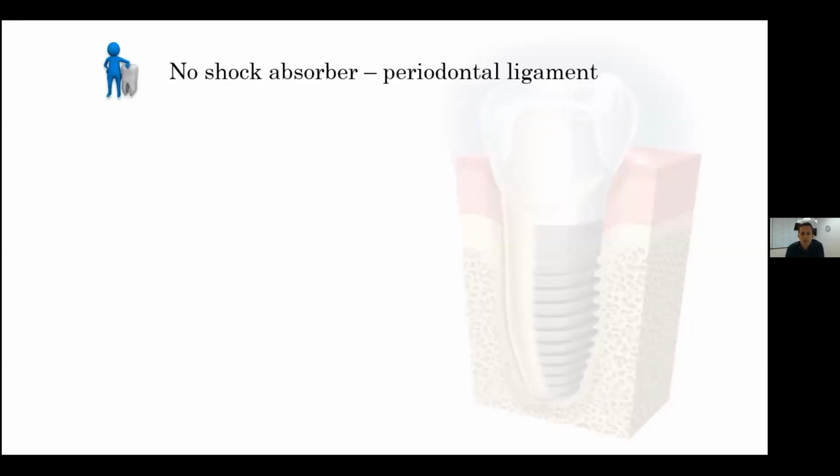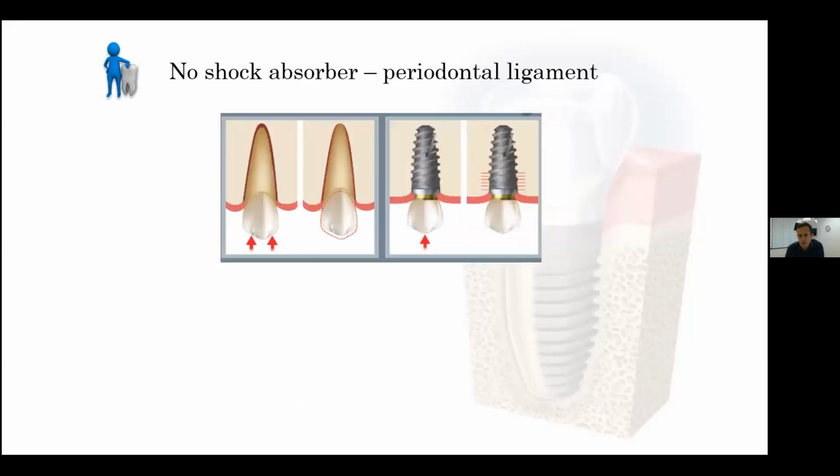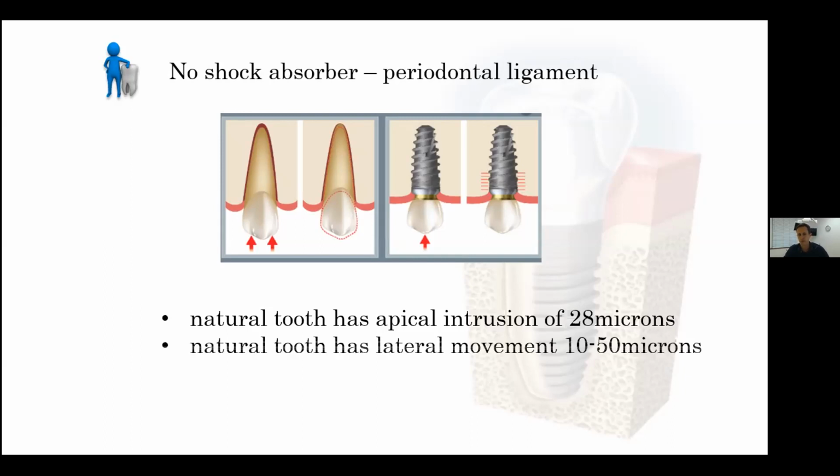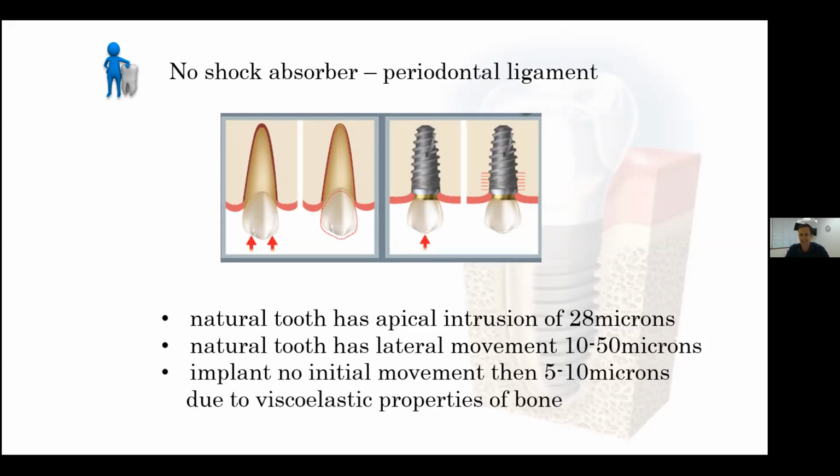The second thing that we are looking at is the shock absorber ability of a periodontal ligament. So a tooth with a periodontal ligament can intrude up to 28 microns under a heavy occlusal load. It can also move horizontally or laterally by 10 to 50 microns if there's a lateral force being exerted on the tooth. And if we look at an implant, it can't do this. An implant initially has zero movement, can't move. Over a bit of time, if we continue that heavy occlusal load, it will move a little bit, 5 to 10 microns, due to the viscoelastic properties of bone. So these are two very important differences between teeth and implants.